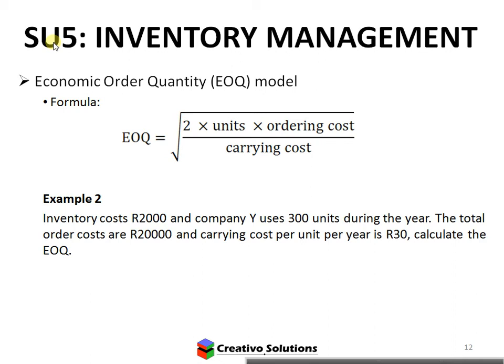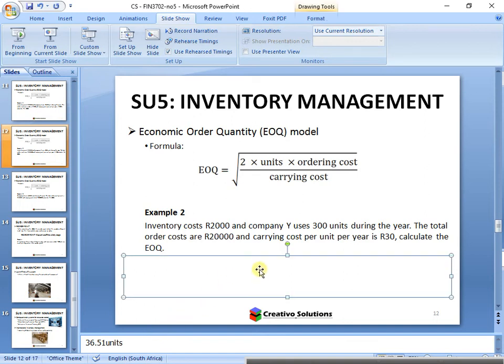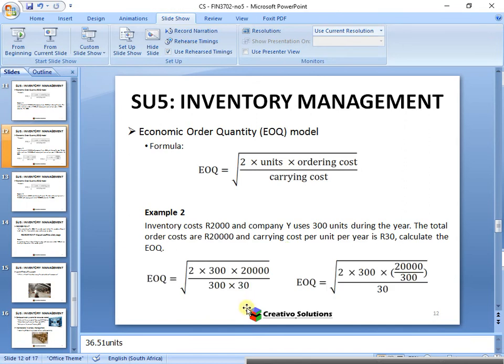$2,000. Do we agree? No. Total order costs. Okay, yes, divided by your units. Okay, because this was the total order cost and the carrying cost per unit was 30.